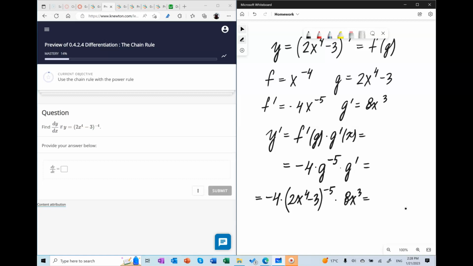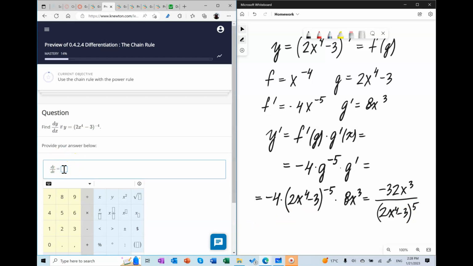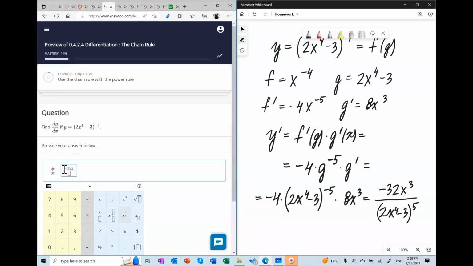So we can rewrite it as a fraction. That looks better than negative exponent. So fraction -32 x to the power 3, parentheses, 2x to the power 4 minus 3 to the power 5.